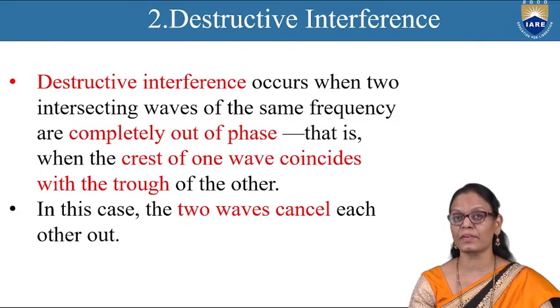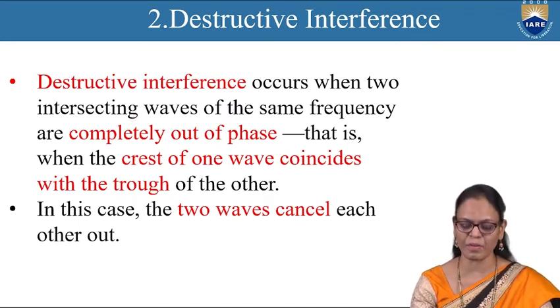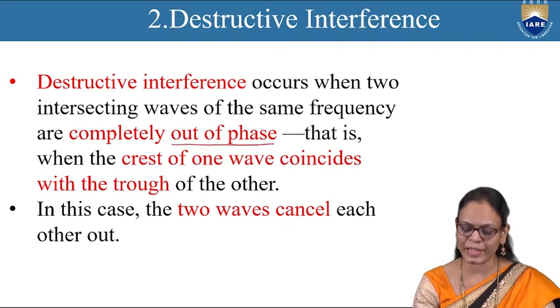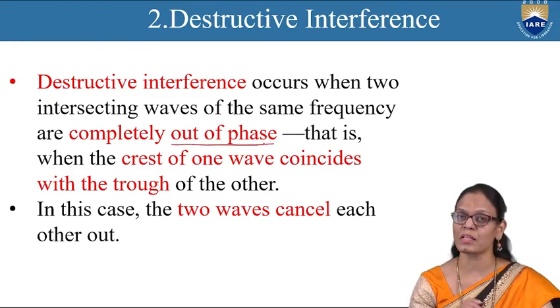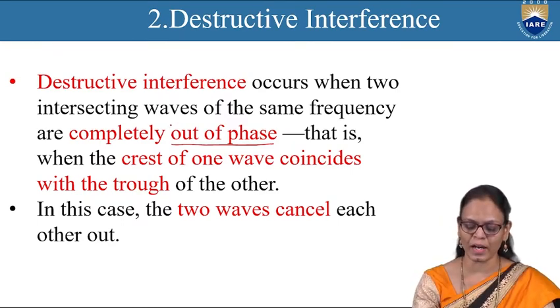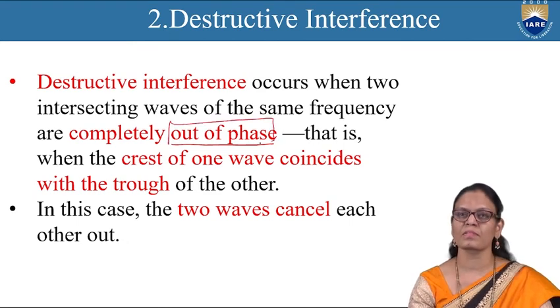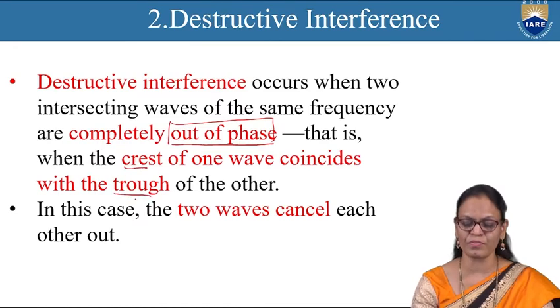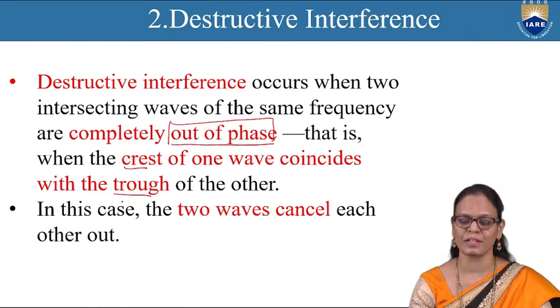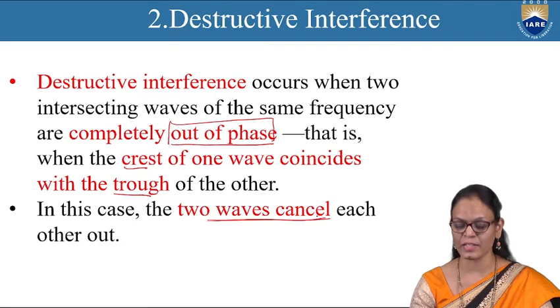Now coming to destructive interference, it occurs when the 2 intersecting waves of the same frequency are completely out of phase. If the two waves have the same frequency, moving in the same direction, they have to superimpose on each other, but they are out of phase. So when they are out of phase means what? Crest falls on trough and trough falls on crest. In that case, what happens? Their amplitudes will cancel each other. So they will cancel each other.